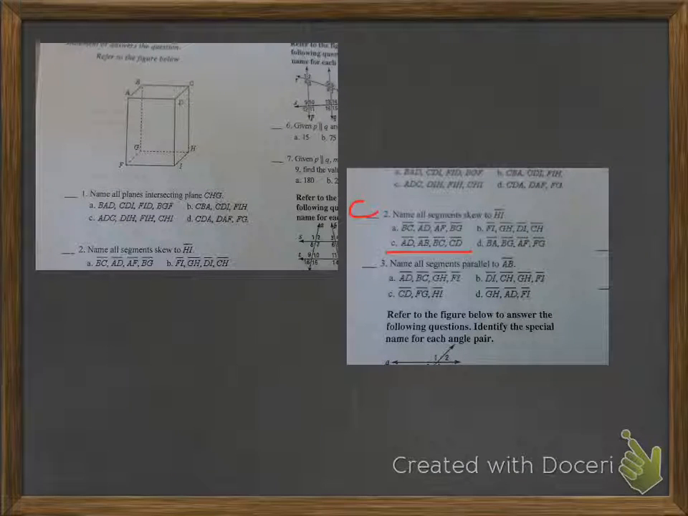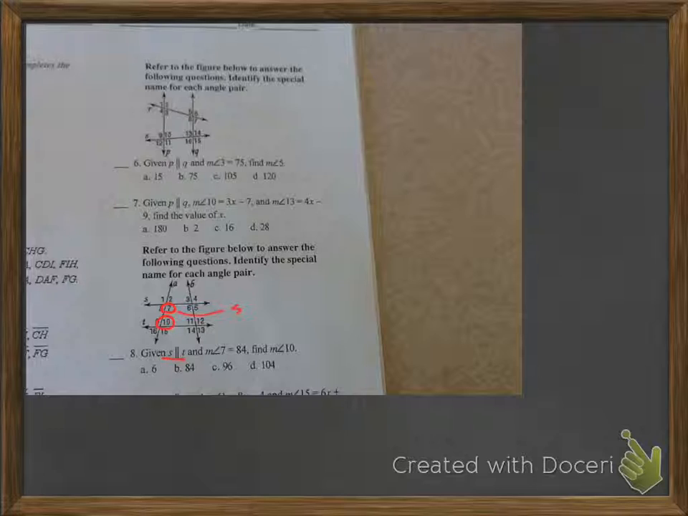On to the next. I couldn't quite squeeze it in there, so we got number 2 already, segment skew to HI, but we didn't do number 3 on that front page. So let me quickly put that in there. You want to look at all the segments parallel to AB. And if you look at the picture of AB, all parallel things are the edges around this thing. So all the edges that are going in the same direction as AB, they're all parallel to AB.